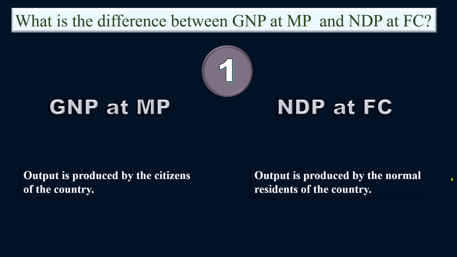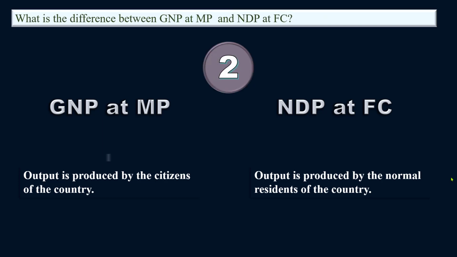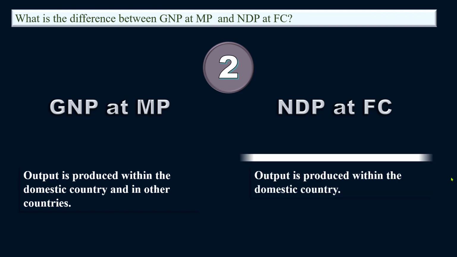Again, one more difference on the basis of output. 2. GNP at market price. Output is produced within the domestic country and in other countries. NDP at factor cost. Output is produced within the domestic country. We shall try with additional measures used to calculate these values.